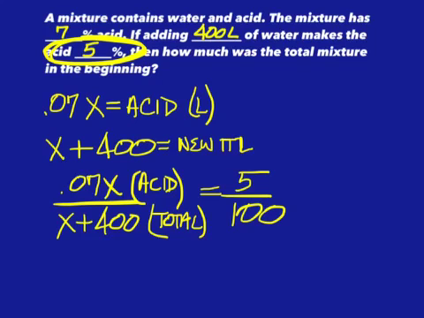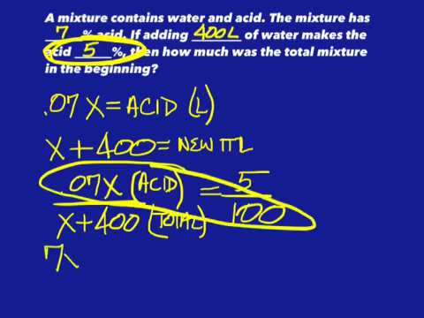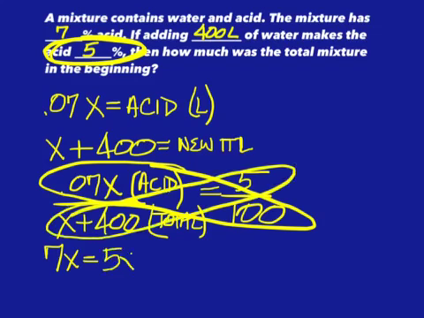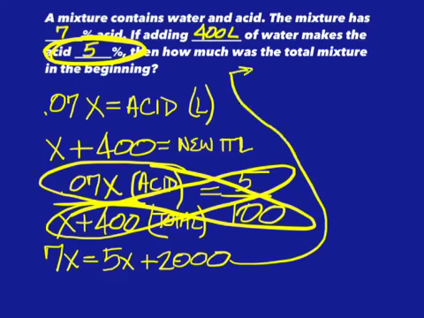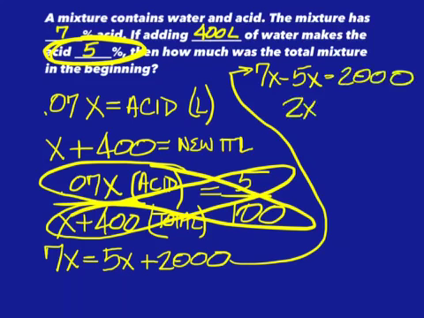From there, you would cross multiply. And when you cross multiply this way, you end up with 7x. When you cross multiply this way, it's 5 times x and then 5 times 400. We'll finish this one up here. Move the 5x to the left and change the operation. Keep the 2,000 on the right.